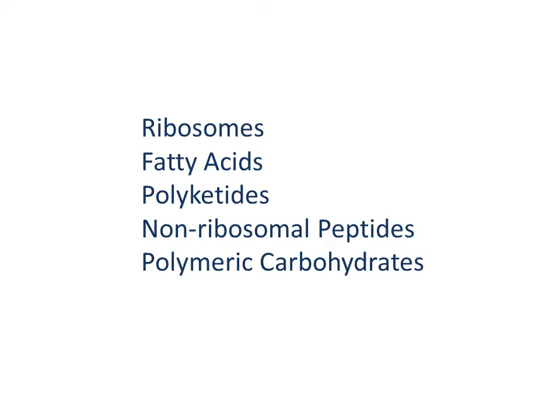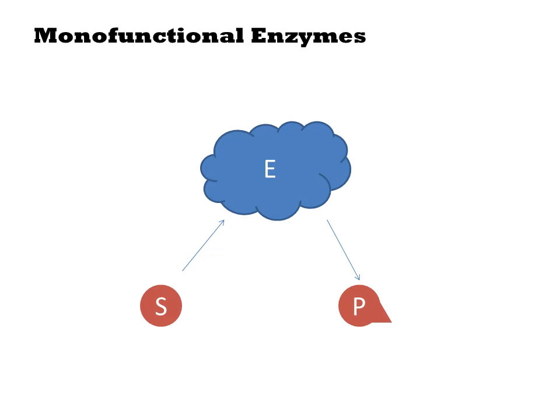Ribosomes, fatty acids, polyketides, non-ribosomal peptides, and polymeric carbohydrates all share a common property: they involve enzymes that perform multiple chemical reactions during each round of substrate binding. This poses challenges and opportunities for genetically encoding these biomolecules.